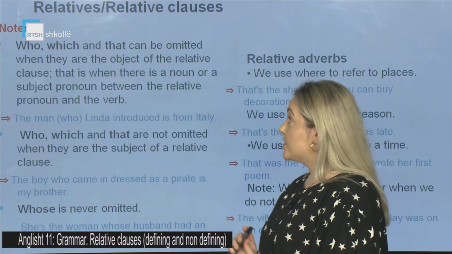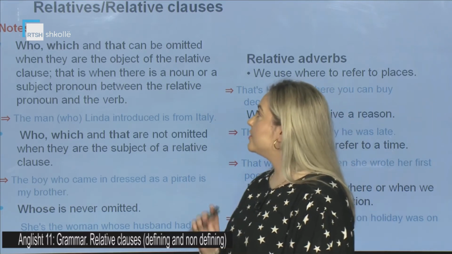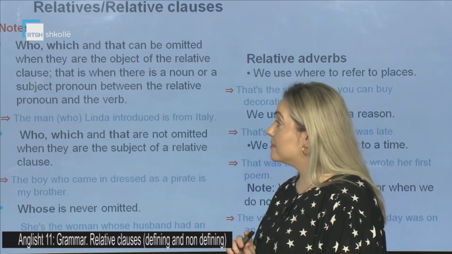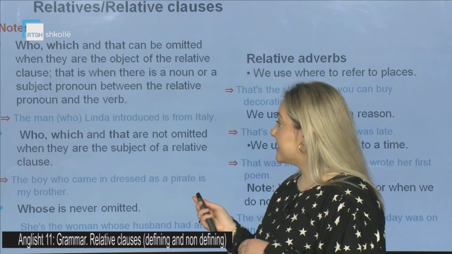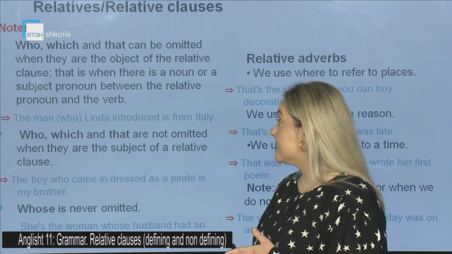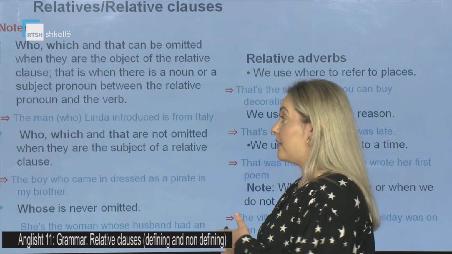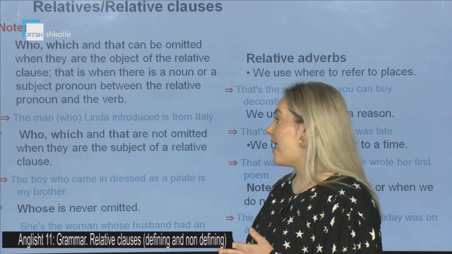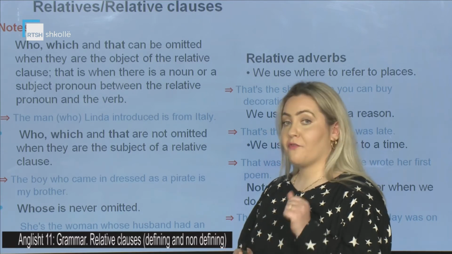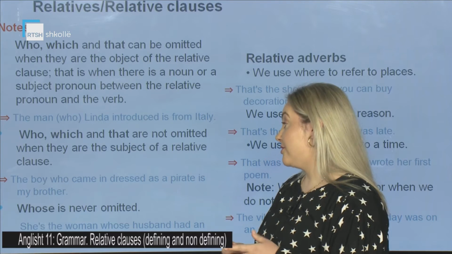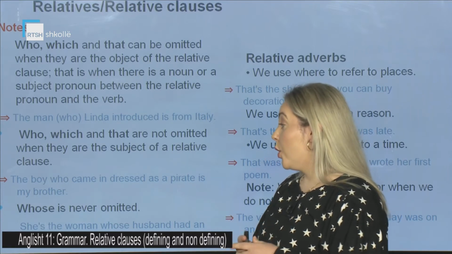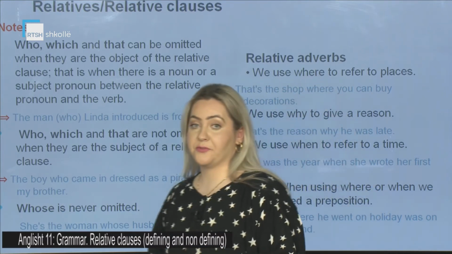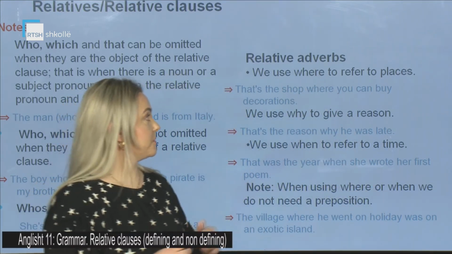Notes. Who, which and that can be omitted when they are the object of the relative clause, that is, when there is a noun or a subject pronoun between the relative pronoun and the verb. For example, the man who Linda introduced is from Italy, or the man Linda introduced is from Italy. Who, which and that are not omitted when they are the subject of a relative clause. For example, the boy who came in dressed as a pirate is my brother. Whose is never omitted. She's the woman whose husband had an accident. Let's continue with the explanation.